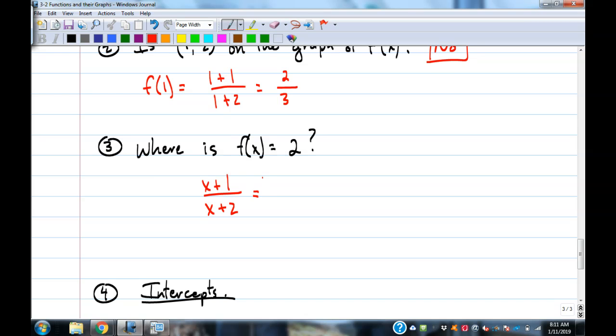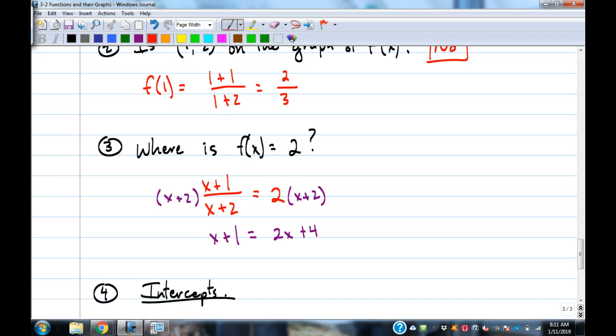Instead of plugging in x like we did with part 2, we're actually plugging in the y value, because this says when is y equal to 2. So setting that equal to 2. How do we solve that? Good old proportion style. If we multiply by x plus 2, it'll give us x plus 1 is equal to 2x plus 4. And solve that for x.